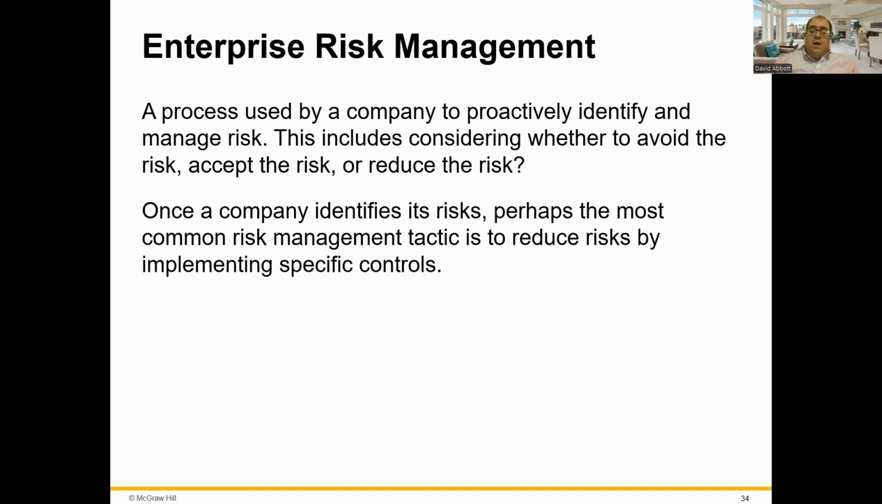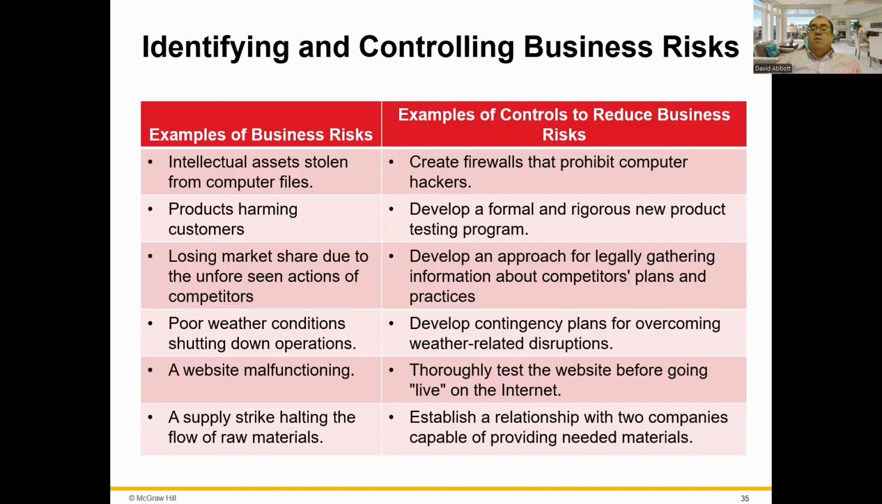Another really important area that we will be involved with is enterprise risk management. And that is a process that's used by a company to proactively identify the risks that it faces and to manage those risks. And again, once a company identifies its risks, the most common risk management tactic is to reduce risk by implementing specific controls. So we want to implement specific controls within the organization. And again, we'll look at that some more later, but we just want to know.